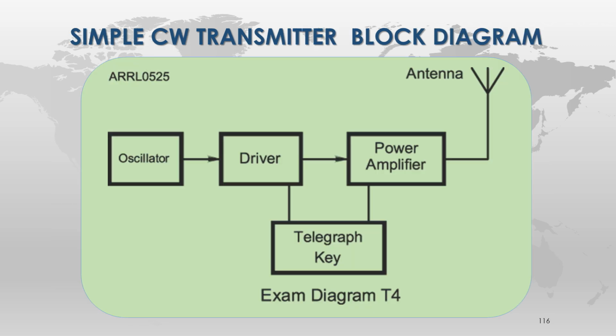Simple CW transmitter block diagram. So a CW transmitter, you got an oscillator, a driver. You got a telegraph key that turns it on and off, and a power amplifier going out to the antenna. That's as simple as you can make it.